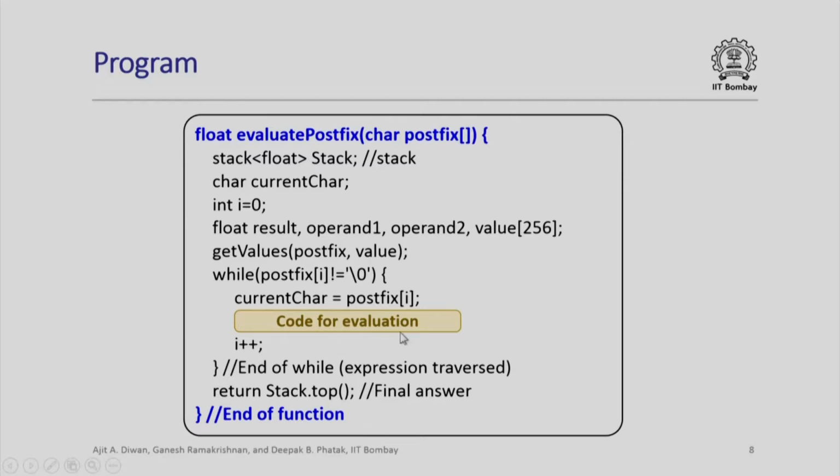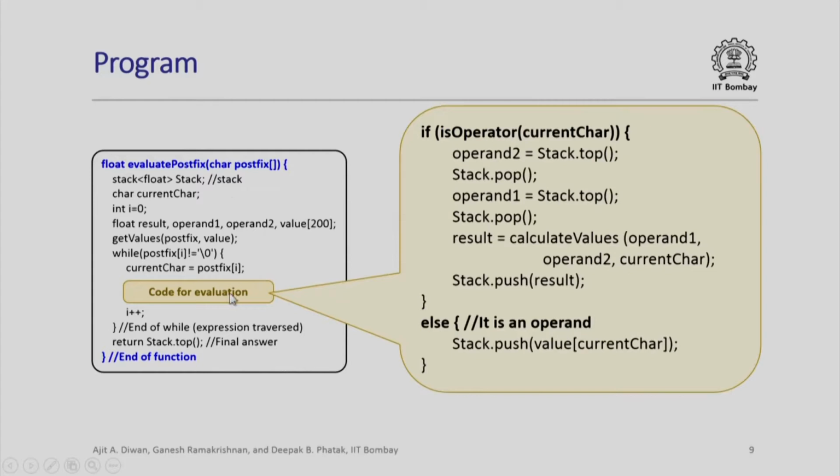Let us look at the code for evaluation. In this program, the code for evaluation is expanded here. There are two possibilities. Remember, we are looking at the current character. The current character is either an operand or an operator. If the current character is an operator, then we have to evaluate that operation. If not, it is an operand, we simply push the value onto the stack. What is the value? Value of current char. Remember, current char is an operand, its ASCII code itself serves as an index to the array value which will get pushed on the stack.